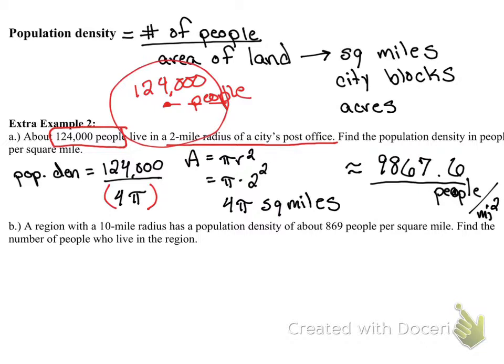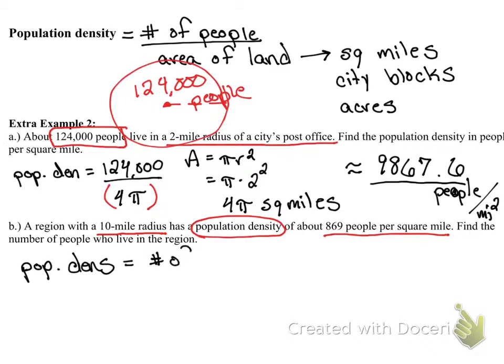So let's go here now for part B, okay? Part B, a region with a 10-mile radius. So a region here, we have our 10-mile radius, has a population density of about 869 people per square mile. So that's our density. We want to find the number of people who live in the region. So again, our equation is population density equals the number of people divided by the area of the land.